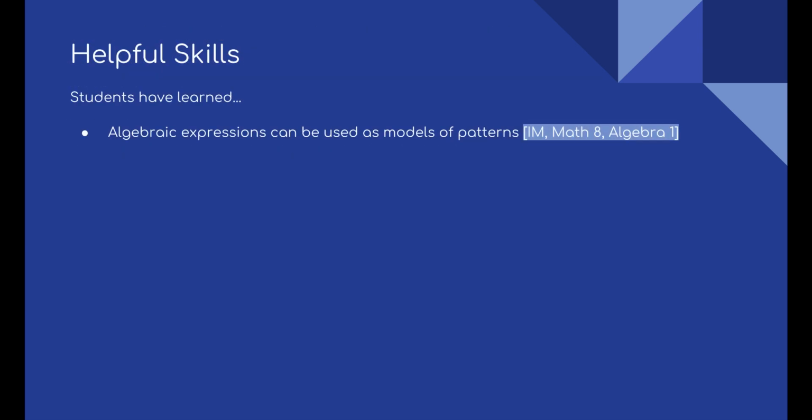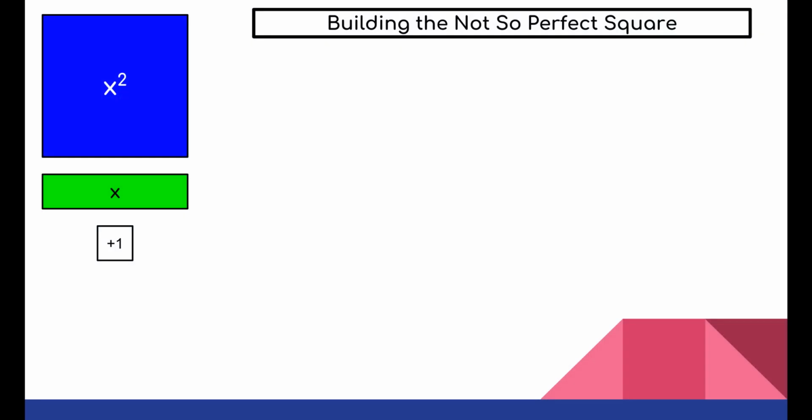Some of the helpful skills that students have learned: algebraic expressions can be used as models of patterns. This is done in IM or Math 8, and it's also done earlier in Algebra 1. As I said before, this video is about building the not-so-perfect square. But when looking at students, we wouldn't want to tell them that we're building imperfect squares. In fact, we want them to think that they can build a perfect square for the trinomials that they'll see.